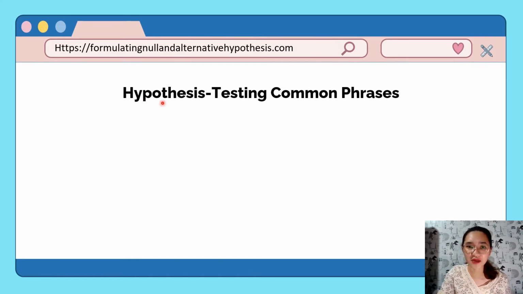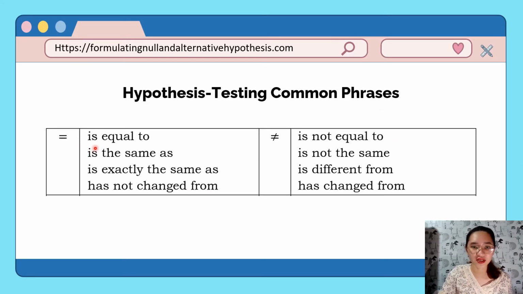Okay? Here are some hypothesis testing common phrases that you can use to describe the direction of your hypothesis. And kung makikita niyo yung common phrases ng equal is equal to, is the same as, is exactly the same as, has not changed from. Yan yung mga common phrases that can be translated dito sa symbol nito. So ito naman yung common phrases that can be translated naman dito sa symbol ng not equal: is not equal to, is not the same, is different from, has changed from.